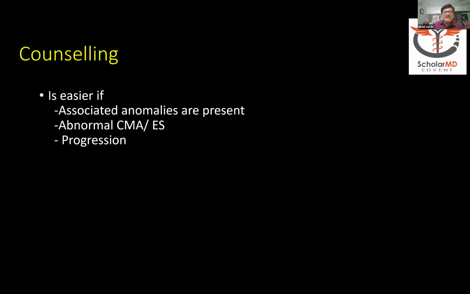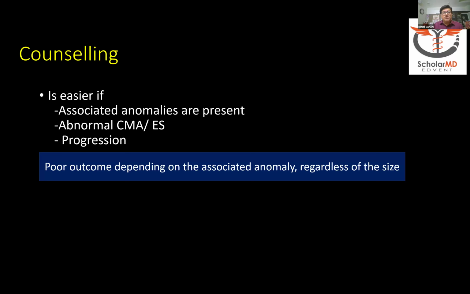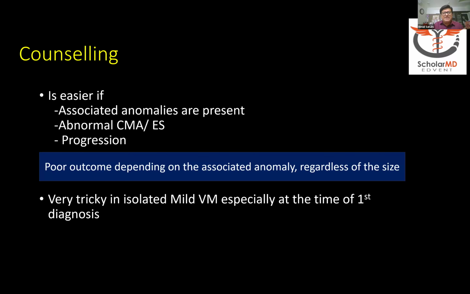Counseling is easier if associated anomalies are present, or abnormal CMA or exome sequencing, or there is progression. Counseling is easy. You can say the prognosis is poor, but the poor outcome depends on the associated anomaly regardless of the size. But it is very tricky in isolated mild ventriculomegaly, especially at the time of the first diagnosis. You've done a scan at about 20 weeks, and you find that the lateral ventricle atrial width is 10.4, 10.5, nothing else that you can find in the brain. The extra CNS, everything is normal.